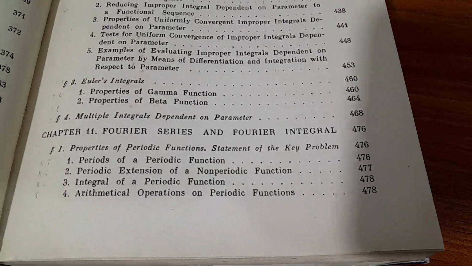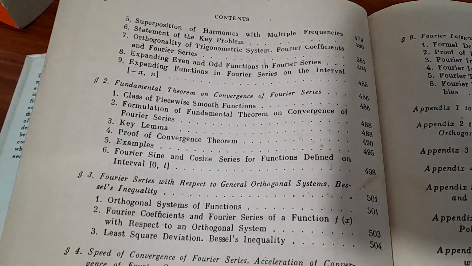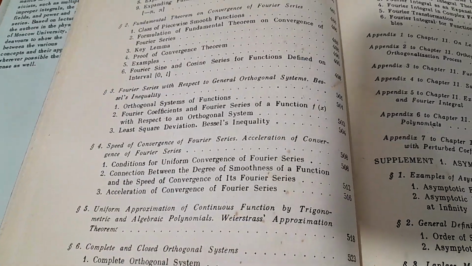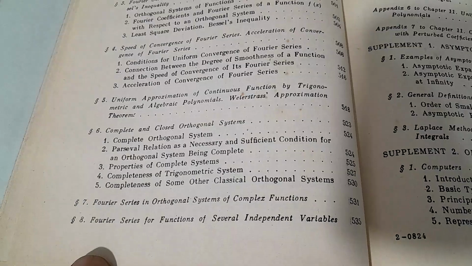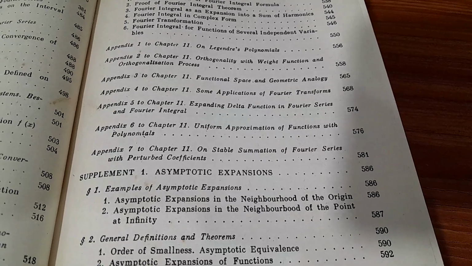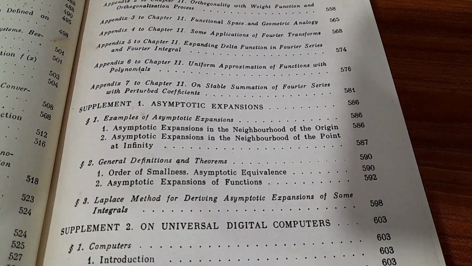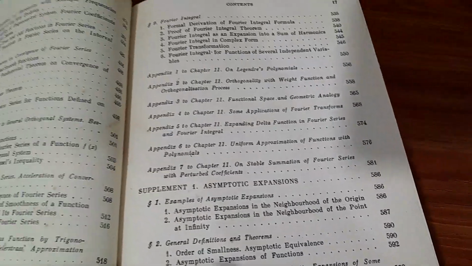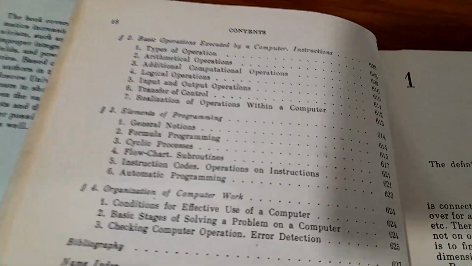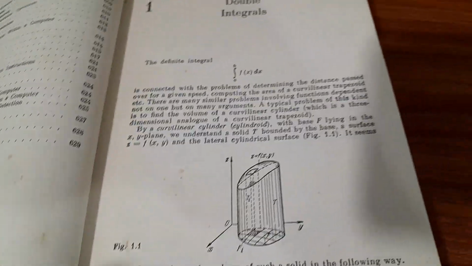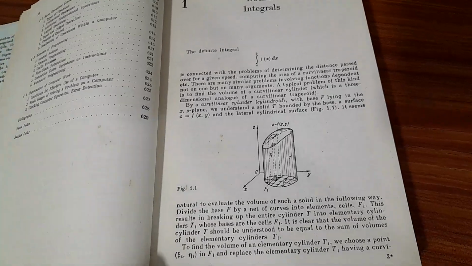Then we have chapter 11, Fourier series and Fourier integral: properties of periodic functions, statement of the key problem, fundamental theorem on convergence of Fourier series, speed of convergence of Fourier series, acceleration of convergence of Fourier series, complete and closed orthogonal systems. We have Fourier integrals, and there are many appendices. We have supplement 1, asymptotic expansion, and supplement 2 on universal digital computers. That's super interesting, as this book was published in 1978, talking about computers, elements of programming, organization of computer work.